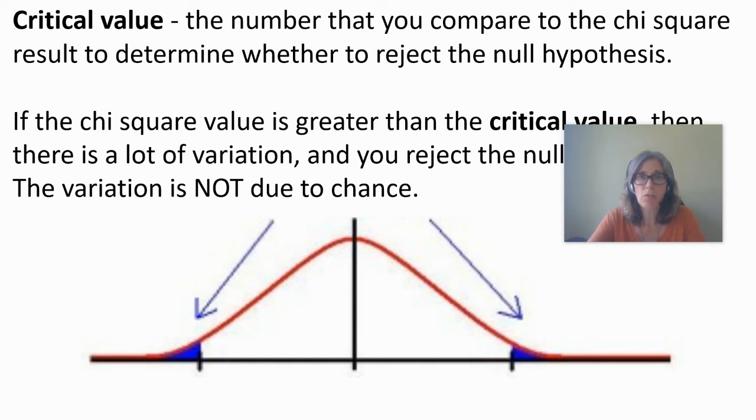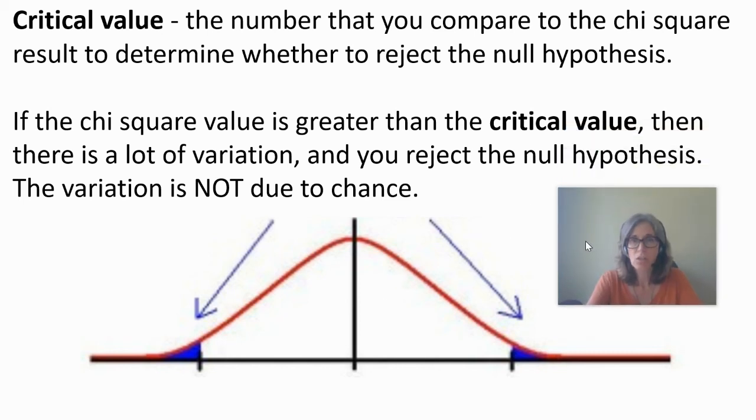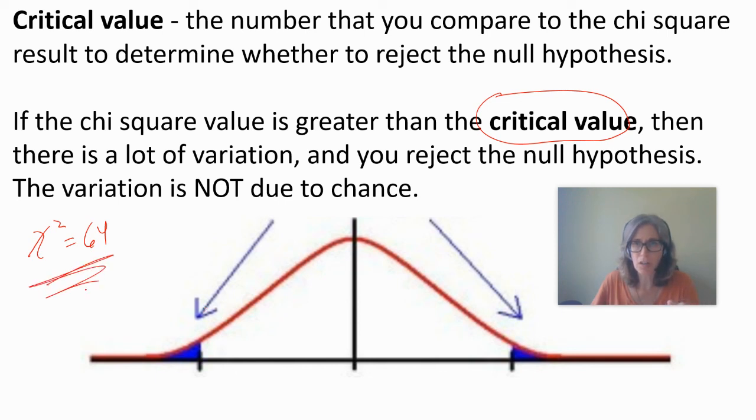The critical value is the number that you compare your chi-square result to determine whether to accept or to reject the null hypothesis. So if the chi-square value is greater than the critical value, then there's a lot of variation. Remember we calculated a chi-square value of like 64 or something a few slides back. We're going to compare that to some critical value, and that's going to be your cutoff. That's going to say whether you have too much variation or just a little bit. If you don't have too much variation, then this number is going to be small. But what's a small number? Is 64 a small number for a chi-square value? I don't know. We'll compare it to some critical value, and we'll have a table to look it up with.